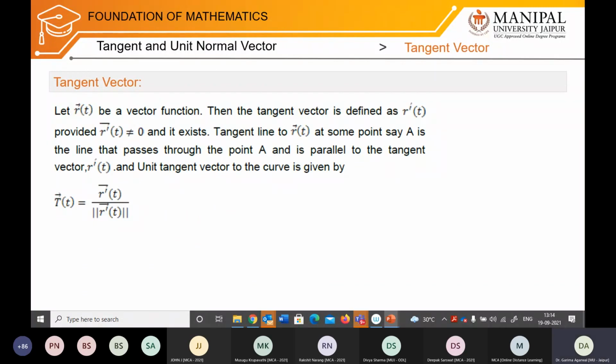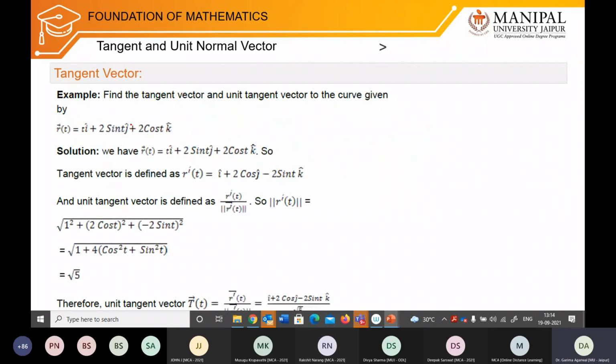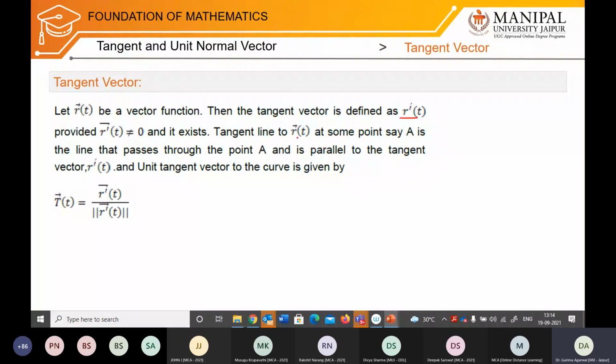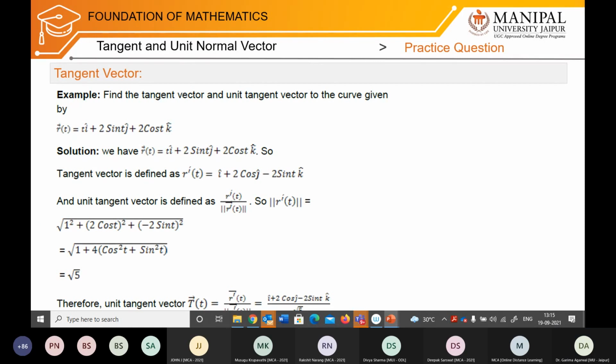Then the tangent vector. If r is a vector, then the tangent vector is defined by r prime, provided it is not equal to 0. If it exists, the tangent line to r at some point, say A, is the line which passes through the point A and is parallel to the tangent r prime. The unit tangent vector of the curve is given by r prime upon magnitude of r prime. Right?